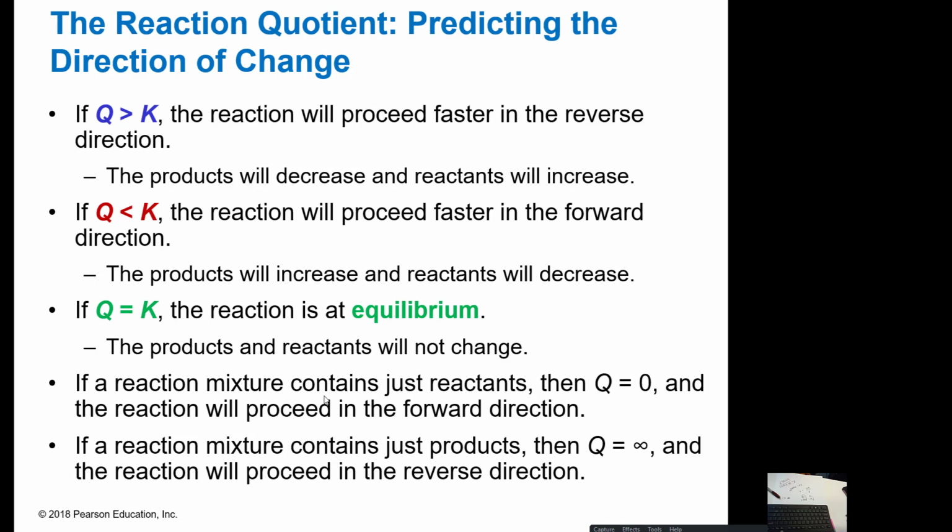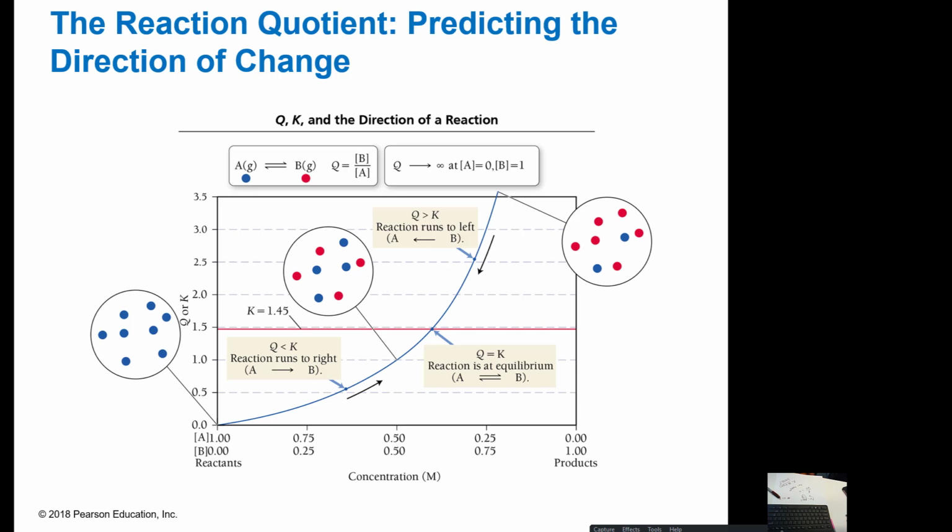So if a reaction mixture contains just the reactants, that means Q equals 0, because it hasn't started. Just the products, it means it's just one direction, it's infinity. So this is the reaction, A forms B. At the beginning you have only A. Slowly it goes down, 0.75, like that it decreases, but at the same time products increase. So that shows the relationship. Here this is K. K is the same for the whole thing.